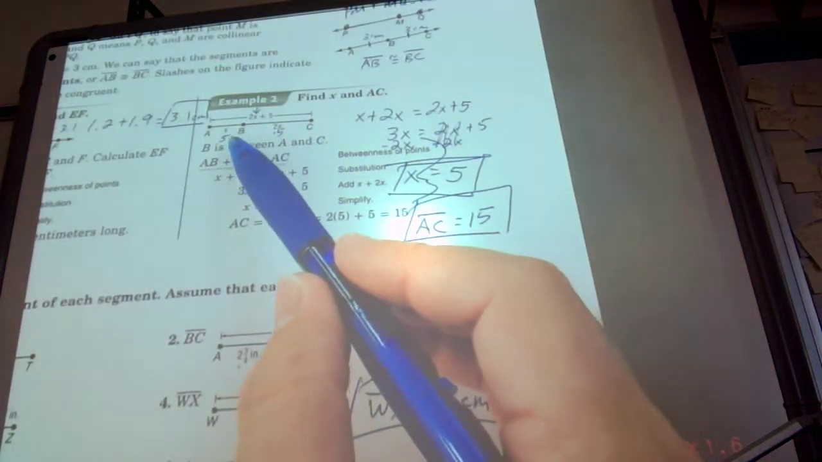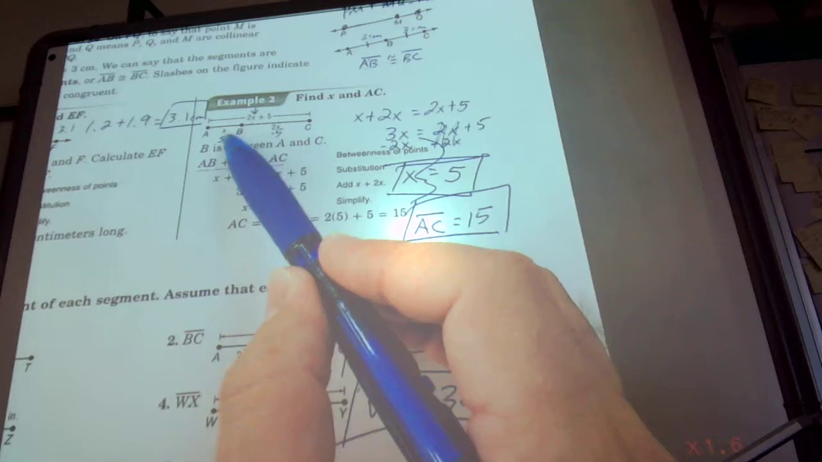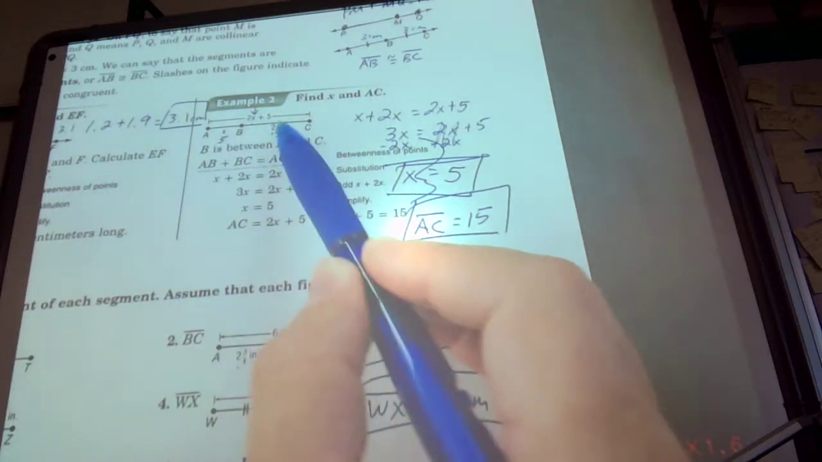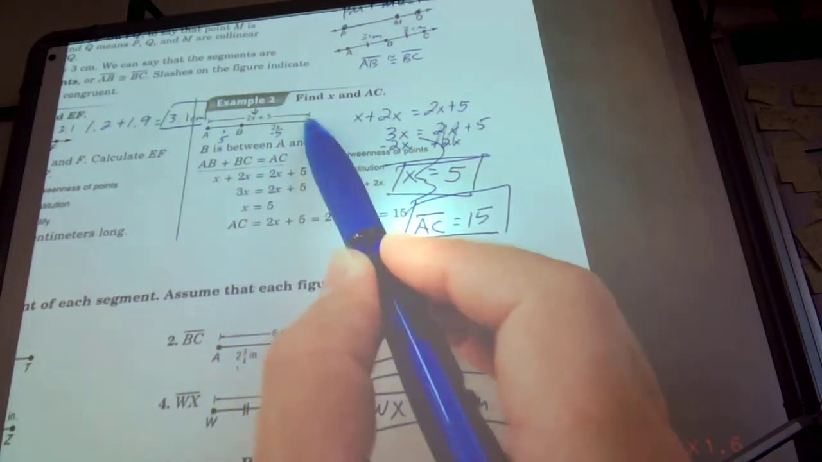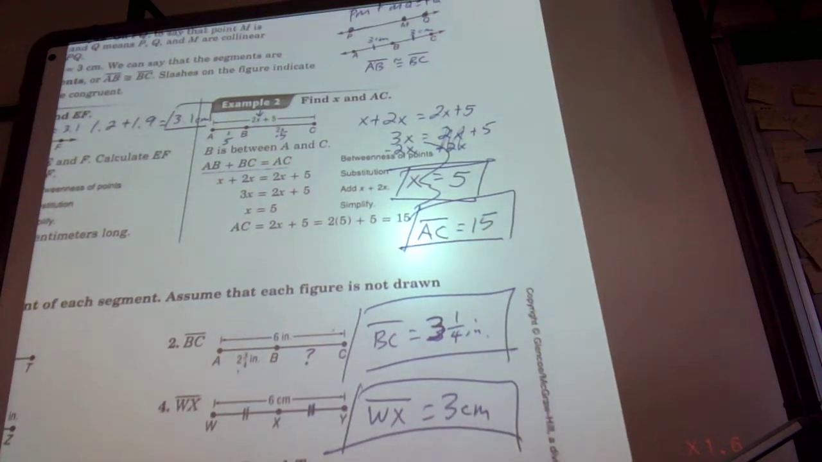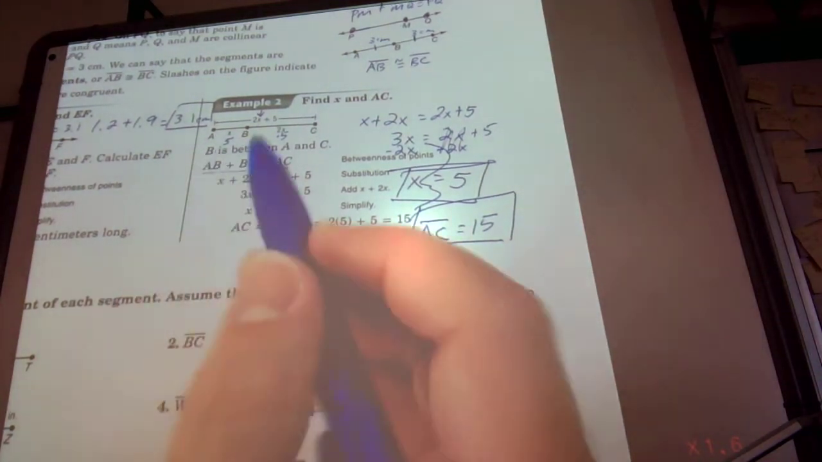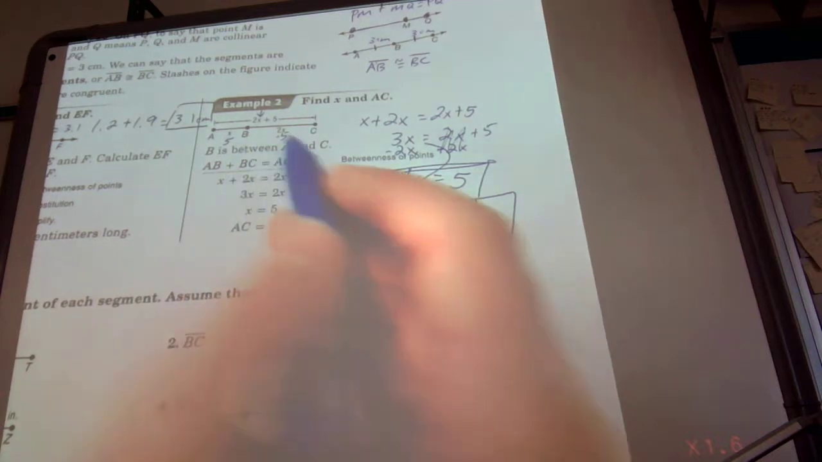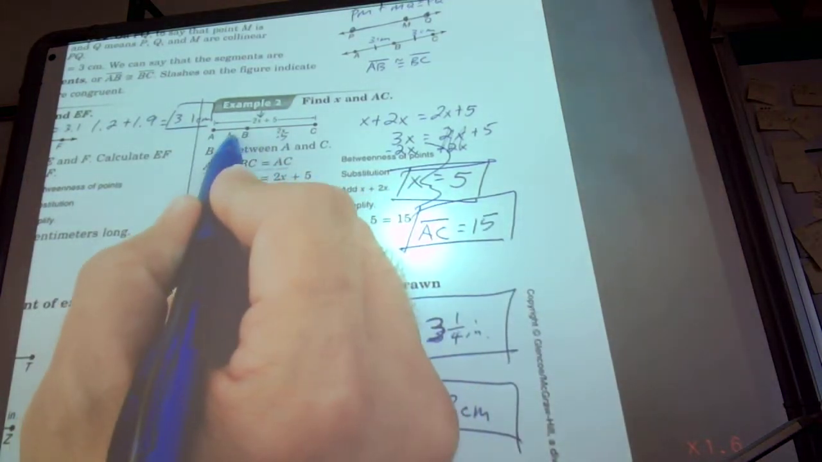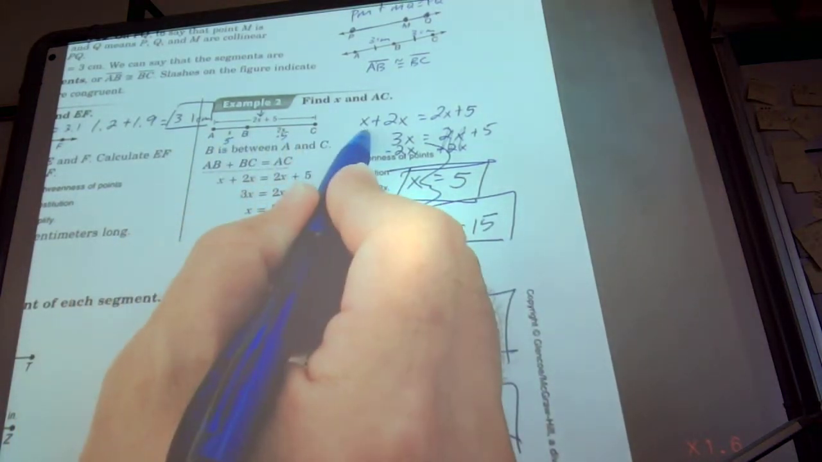All right, going over to example 2. Now they change it up on us, okay? They ask us to find X and AC, which is the whole distance of that segment. So you can see the work here, but we're going to set it up just like the last problem was. We're going to take the little part, which is AB, and that value is X.